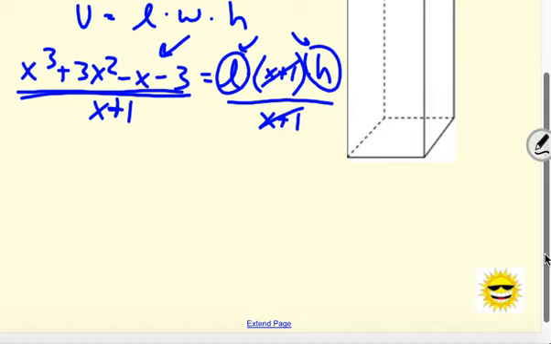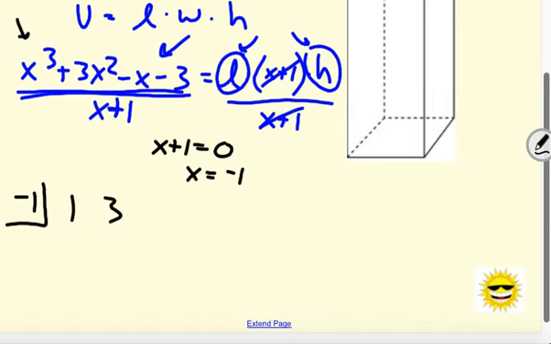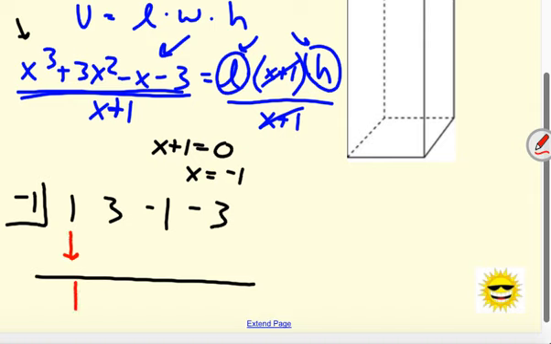So I'm going to take x plus 1, set it equal to 0, and I get x equals negative 1. That's the number I'm going to plug into my box for synthetic division. This is in degree of decreasing order: 1x cubed, 3x squared, minus x, that's negative 1, and then minus 3. Bring down the first one. Start multiplying. Negative 1 times 1 is negative 1.